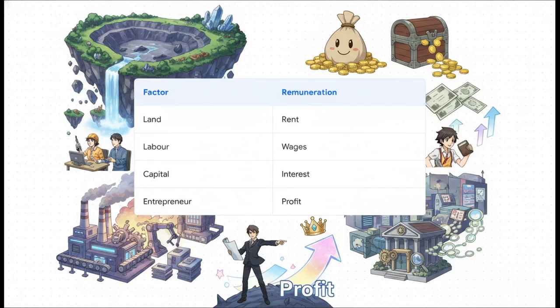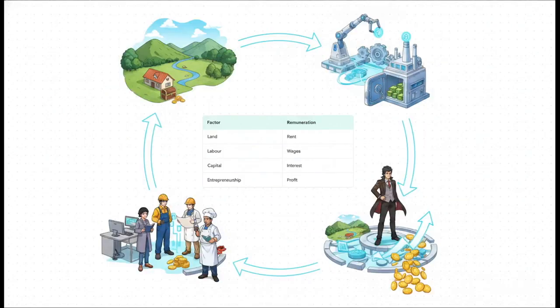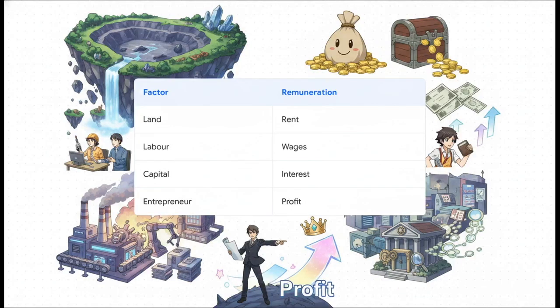Next is labor, which represents all physical and mental human effort. The reward there is wages. Then we have capital. Now, in economics, capital means physical machinery, tools, and factories. Its remuneration is interest. And finally, entrepreneurship. This is the driving force. It's the innovator who brings those other 3 factors together, takes on the risk, and earns profit as their ultimate reward.